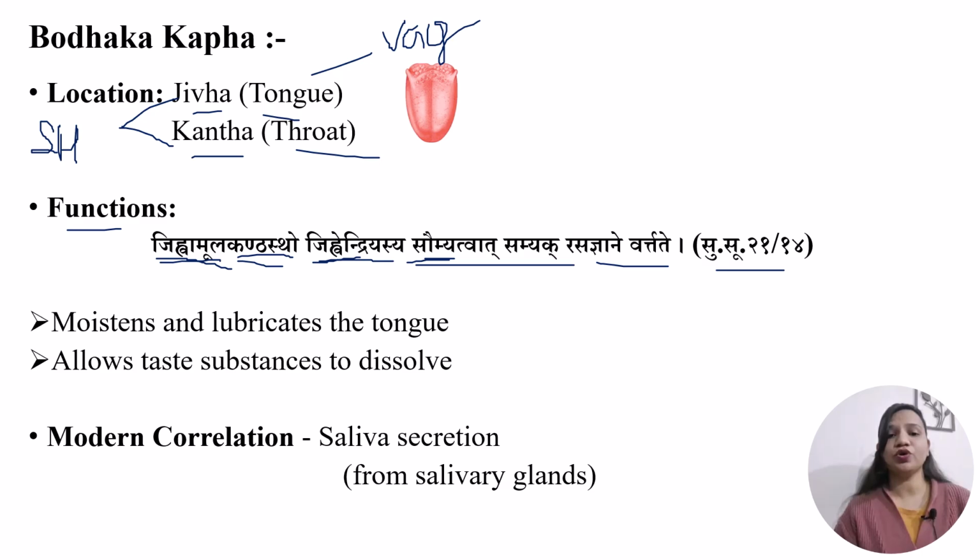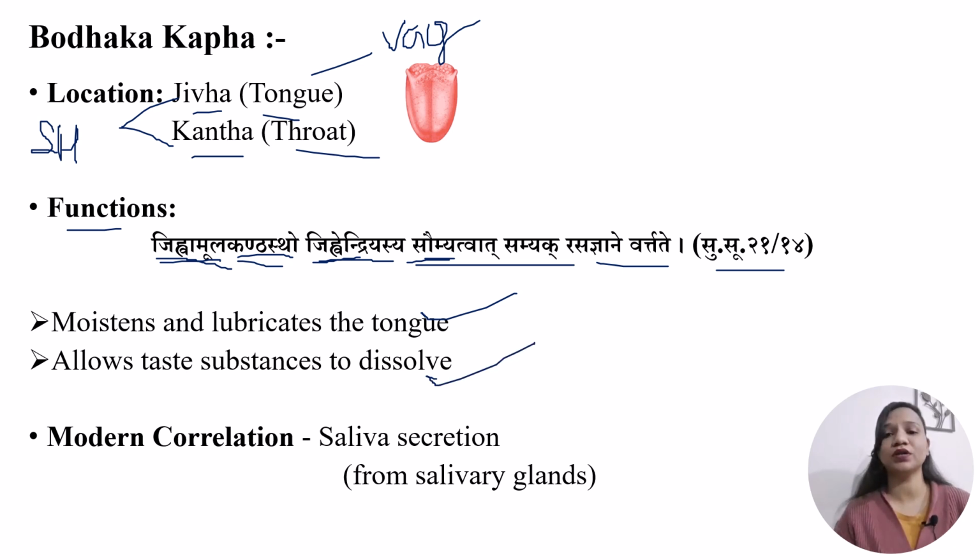And also Bodhak Kapha moistens and lubricates the tongue, so it allows the taste substances to dissolve, which is essential for taste perception. Okay, and without adequate kapha, the tongue becomes dry and taste perception is impaired. So here Bodhak Kapha plays a very important role in moistening and lubricating the tongue, so that the taste substances that we are ingesting can dissolve properly and the taste perception function can be performed properly. So what the Bodhak Kapha does, it moistens and lubricates the tongue, and it allows the taste substances to dissolve.